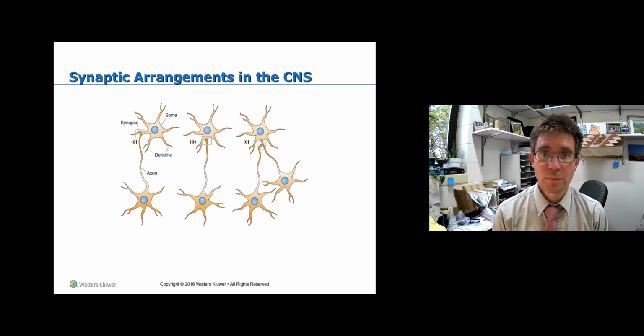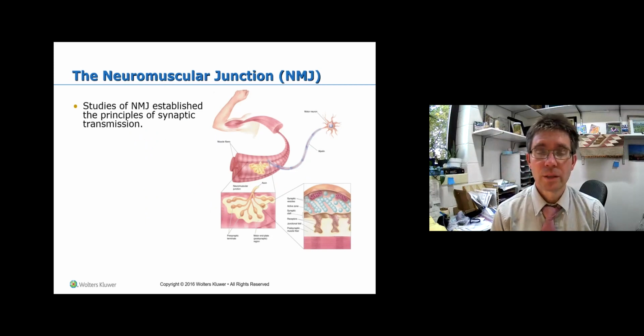In a chemical synapse, you can have axon synapsing onto dendrites or onto the soma or even onto other axons. We learned about the neuromuscular junction and how this is a special kind of synapse that has taught us a lot about how chemical synapses work in general, and has taught us how the neurotransmitters are released from the synapse. And we learned that the big chemical or the big ion that's involved in neurotransmitter release is calcium.